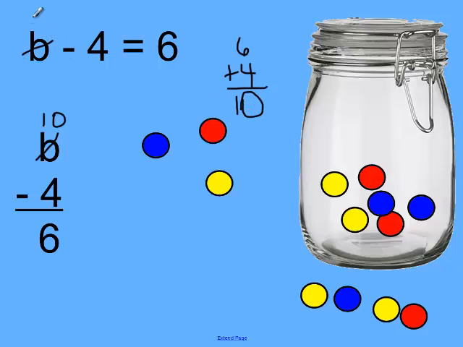So we write our answer over here, and then remember we need to use our common sense. That's our brain telling us, does that make sense? 10. We're going to take 4 away, and we are left with 6.